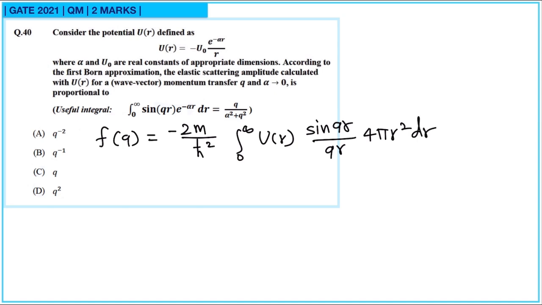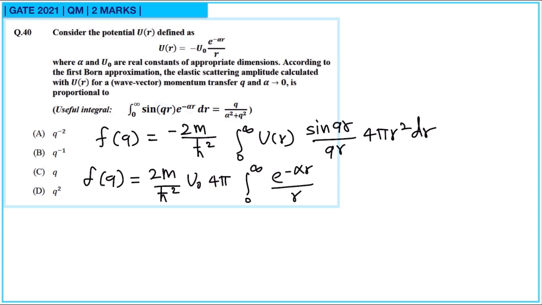So we will calculate this now. f of q will be equal to, this potential is negative, so this minus sign will cancel out. So this is twice m by h cut square. Then u naught is constant and this 4 pi is constant. So integration from 0 to infinity e raised to minus alpha r by r into sine qr by qr into r square dr.